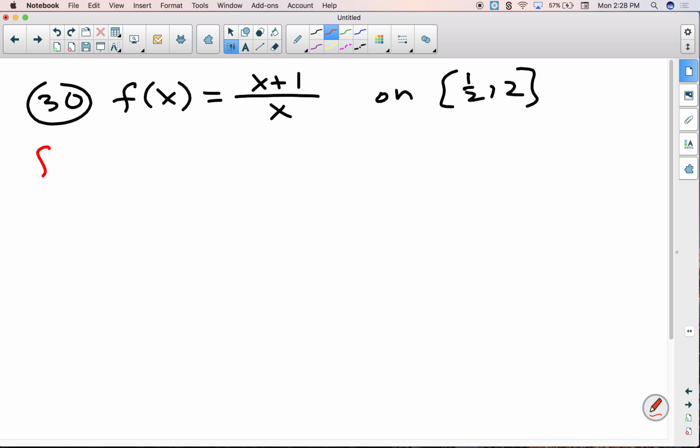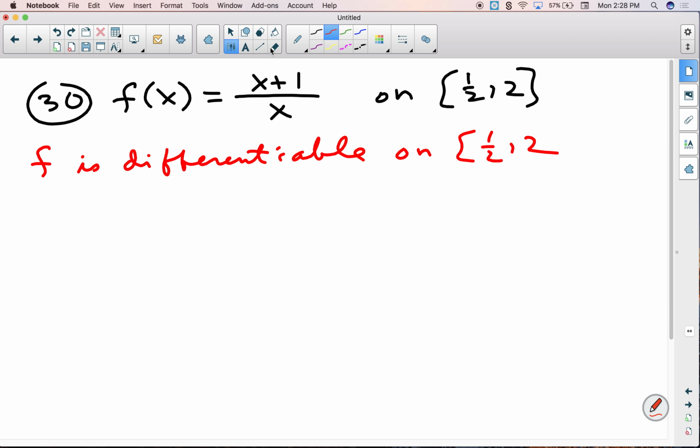Okay, so f is differentiable on the interval. Notice I'm not even paying attention to the continuity requirements at the endpoints, because these functions don't have issues at endpoints unless you're hitting x equals 0 or something like that. So I'm just going to mention f is differentiable on that.